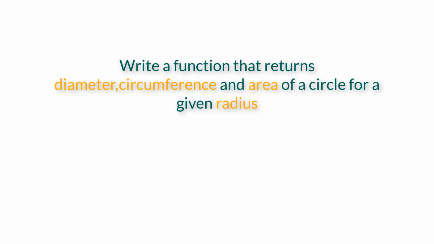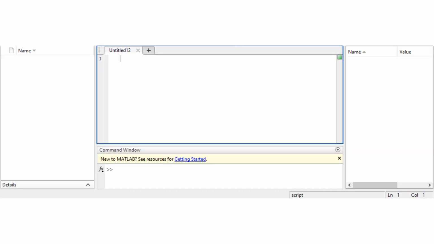To demonstrate, let's write a function that returns diameter, circumference, and area of a circle given radius. So I start with function, square brackets, diameter, circumference, and area equals to dca underscore circle. That's the function name that I've given. And then the input is radius. Now, my task is to evaluate diameter, circumference, and area from the radius that is given.